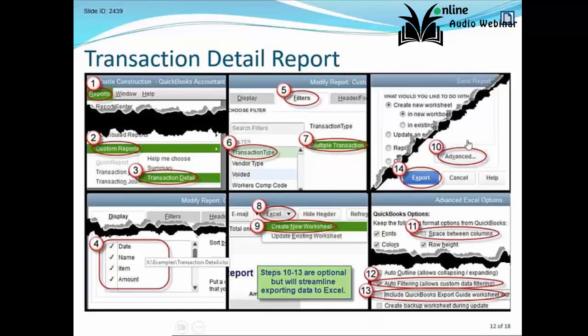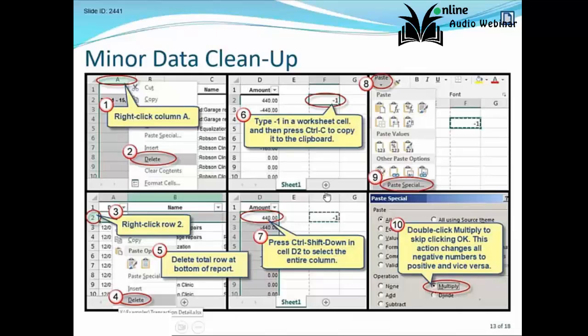Now, a couple of one-time changes that I can make to my QuickBooks Desktop exports is if I click the Advanced button, if I turn off space between columns, that will prevent QuickBooks from inserting a blank column in between each column of data. If you want to flip the sign on that so that the income amounts are positive and the expenses are negative, an easy way to do that is to type -1 in a worksheet cell and then copy that to the clipboard.